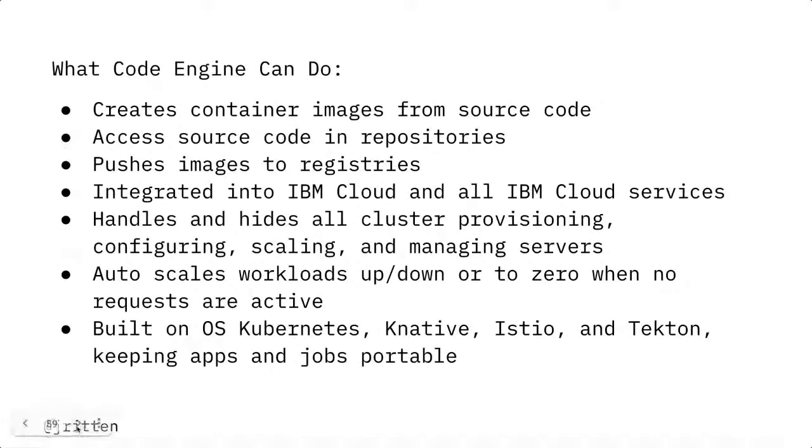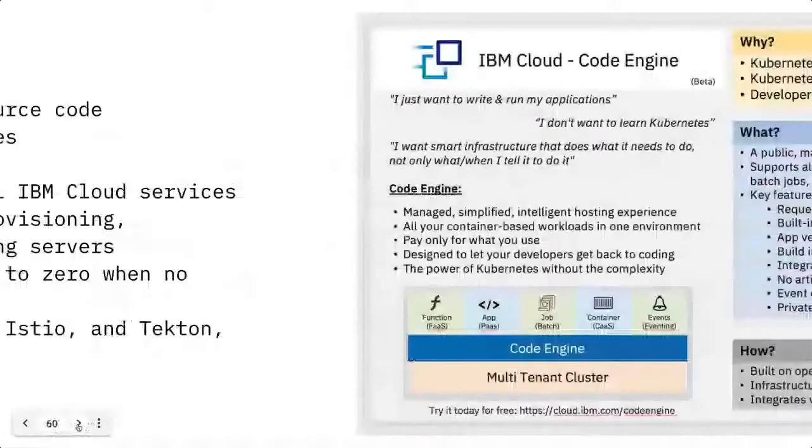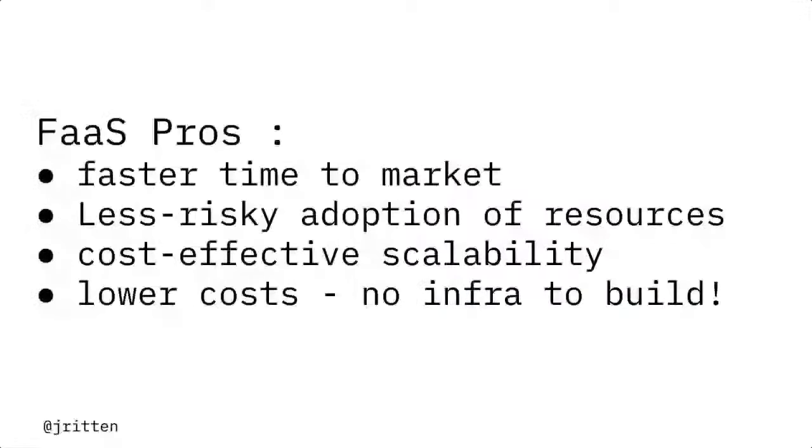So just a recap of our functions as a service pros, right? Our benefits are faster time to market. You can focus on code, not infrastructure. It's less risky adoption of resources, so you're paying only for the resources you use. You can scale up or down automatically. Functions are scaled automatically, independently, and instantaneously when needed, as needed. And when the demand drops, functions as a service automatically scale back down.